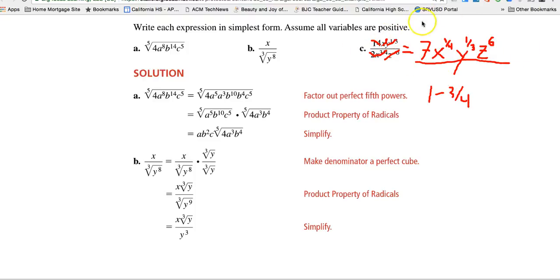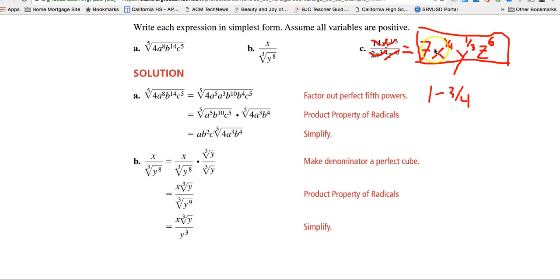Now in this case, there is no denominator for our simplified form. Everything in the denominator was able to cancel out. So our final answer is going to look like this right here. 7x to the 1/4 power, y to the 1/3 power, z to the 6.